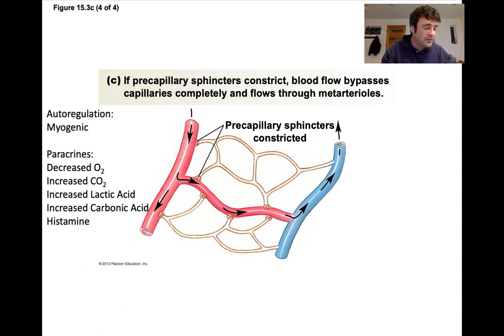So think about C and D on your example, and think about the constriction and dilation status of those precapillary sphincters, which capillaries are going to be getting blood and which aren't, and how the body is going to respond to this.